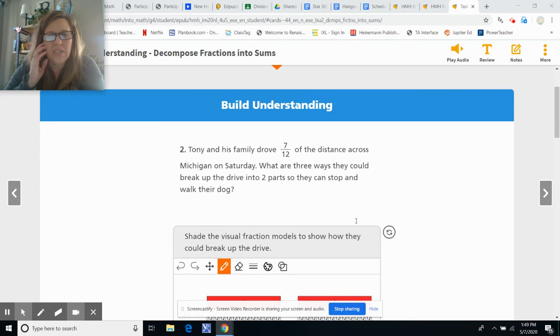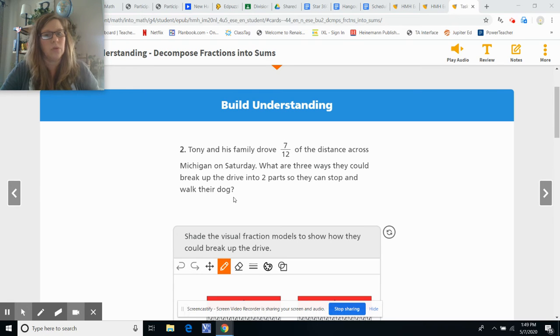It says, Tony and his family drove 7/12 of the distance across Michigan on a Saturday. What are 3 ways that they could break up that drive into 2 parts so that they can stop and walk their dog? All right, so let's think about what we're asked to do. We're talking about this family that's driving across this distance. They're going 7/12 of a distance across Michigan. And how can they break this trip up so that they can give the dogs a break and take them for a walk?